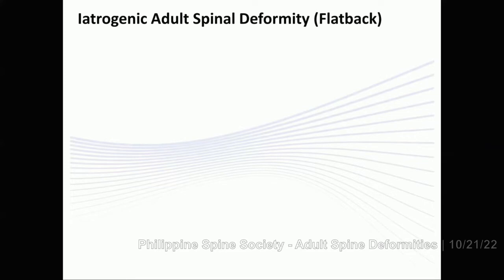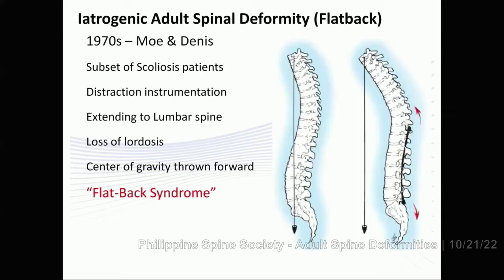We will focus on iatrogenic adult spinal deformity, also known as flat back. The condition was described in the 1970s by Moe and Denis when they observed in a subset of patients with idiopathic scoliosis undergoing fusion to the lumbar spine and sacrum with Harrington rod instrumentation. There is loss of lordosis and the center of gravity was thrown forward, and they coined it flat back syndrome.